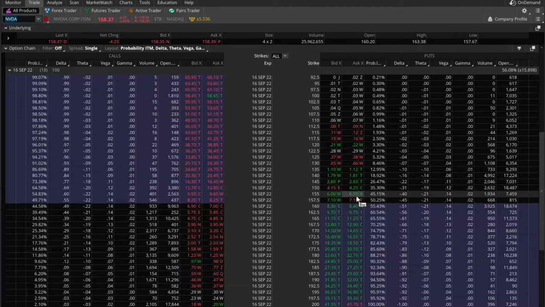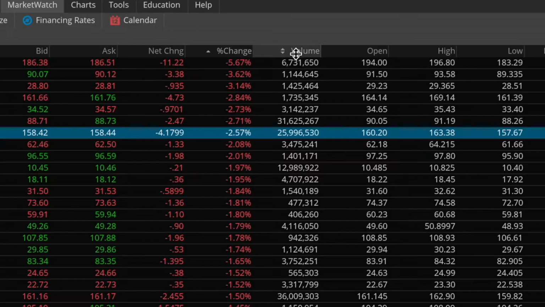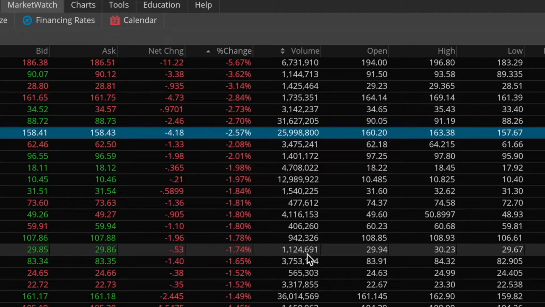So bottom line, both the stock and the options here for Nvidia are very liquid, and therefore you will get filled on your orders at very, very good prices. And so again, that's why I think having volume on your watch list is a very important metric to have.